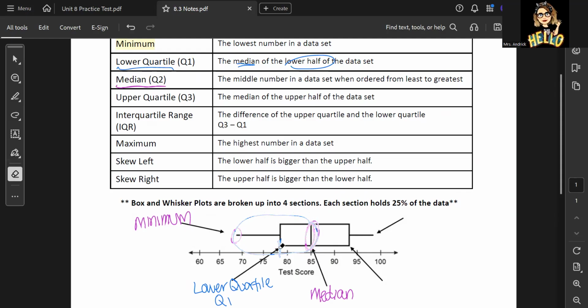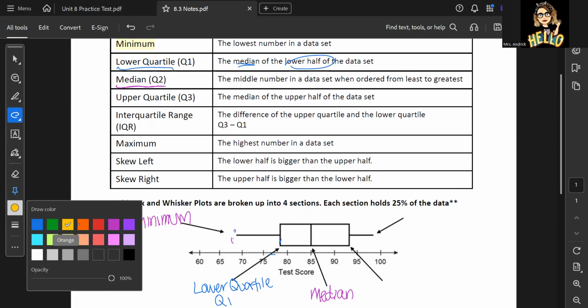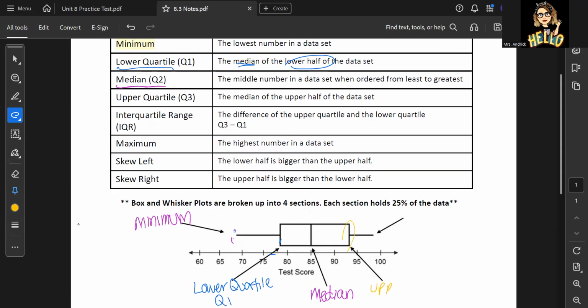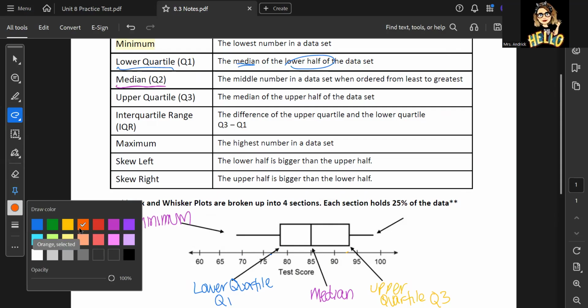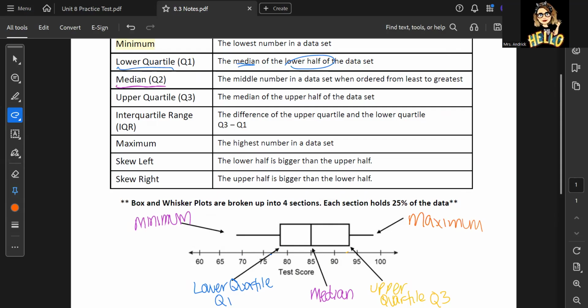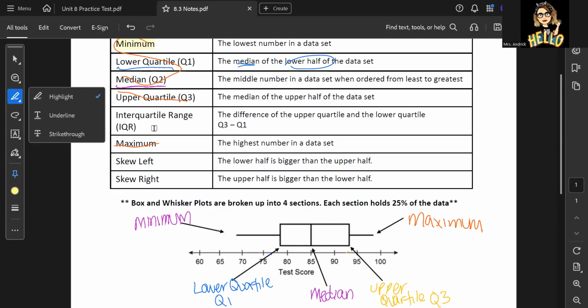And then the upper half of the data is called quartile 3, and that's called the upper quartile. So that's this part of the box. And that's called Q3. And then if the bottom part was the minimum, this upper end is then the maximum. Okay, so that takes care of all of those. So we still need to talk about the interquartile range.